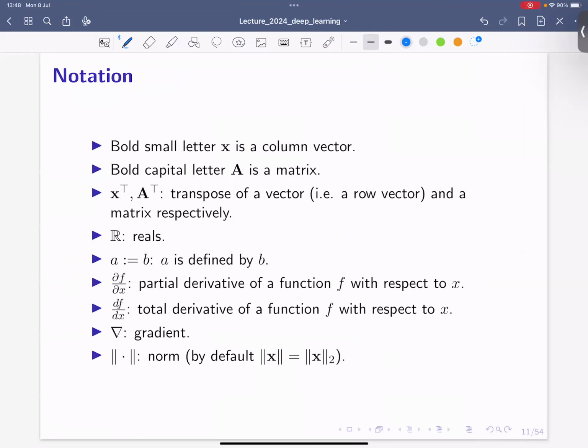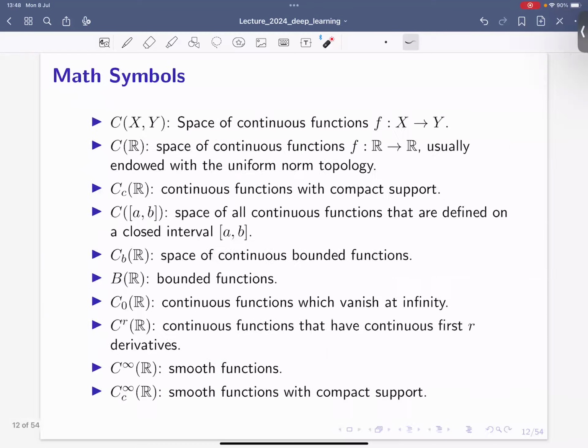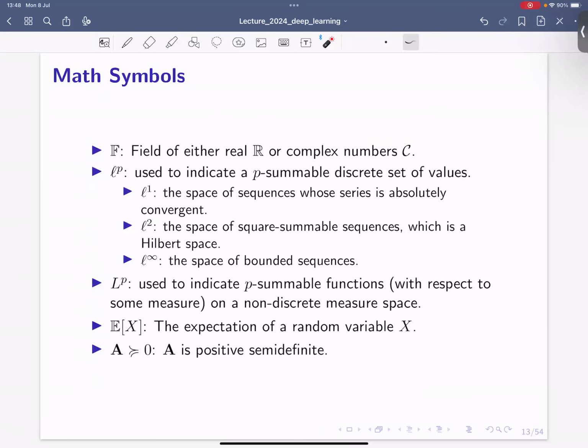There are various notations that I've also added to the lecture notes. I encourage you to look at them. For instance, usually I will write a small bold letter for a column vector. A capital bold letter would be a matrix. Transpose I already discussed. We will discuss some of these notions a bit later, but if you want to refer to the notation, there will be a table in the notes that you can look at. Okay, so I concluded here the first part.